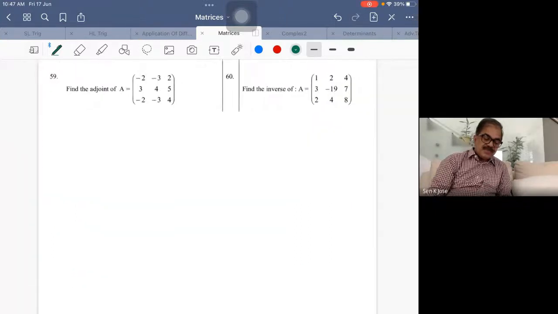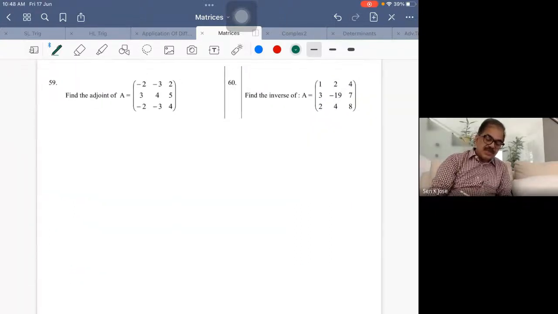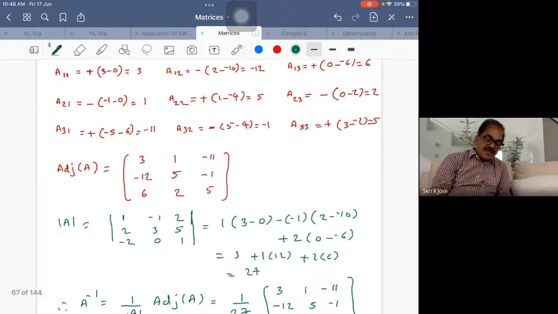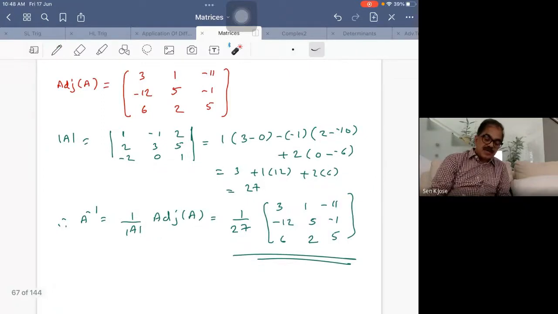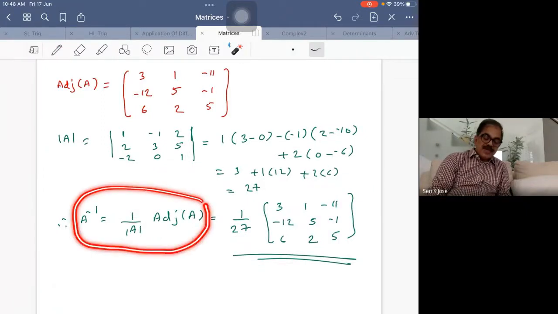Let's do this 59. It also says only adjoint. I'm going to say find the adjoint. Instead of that, I'll make it find the inverse. Find the inverse. Now, you know that to find out the inverse, the formula is just one quick result on it. To find out the inverse of A, it's 1 by determinant A into adjoint of A. So we know that we need determinant.